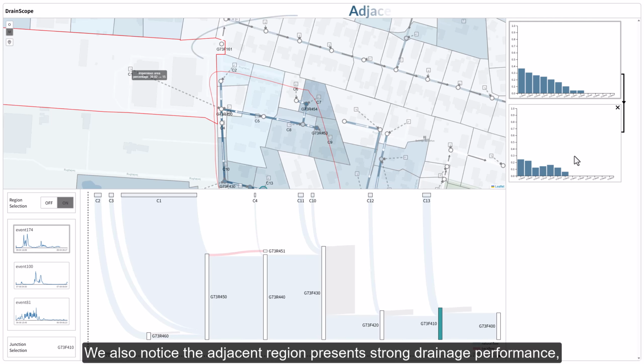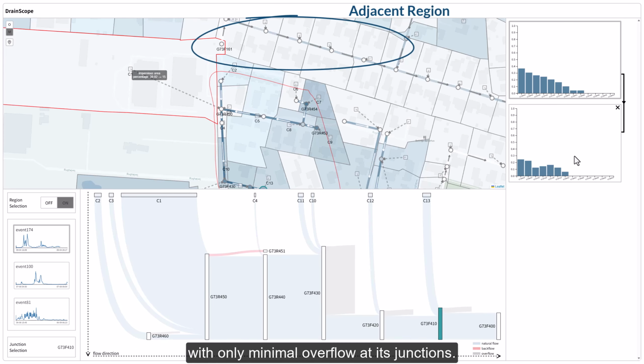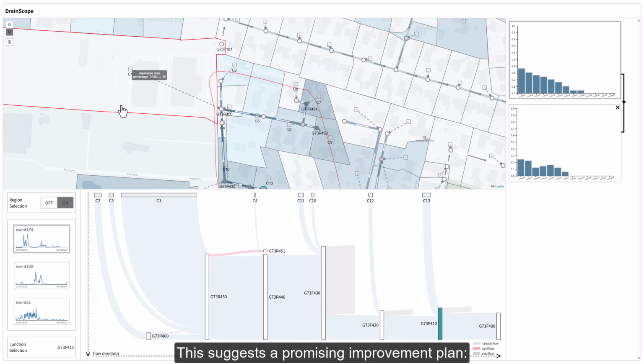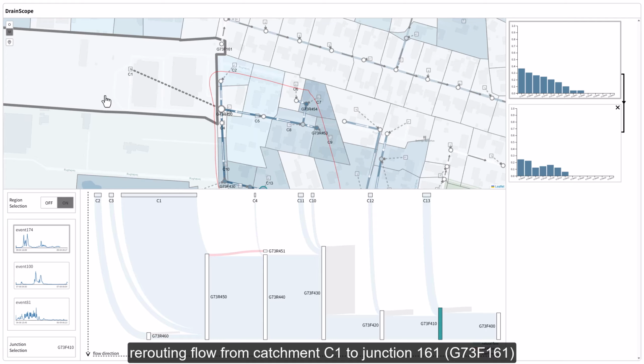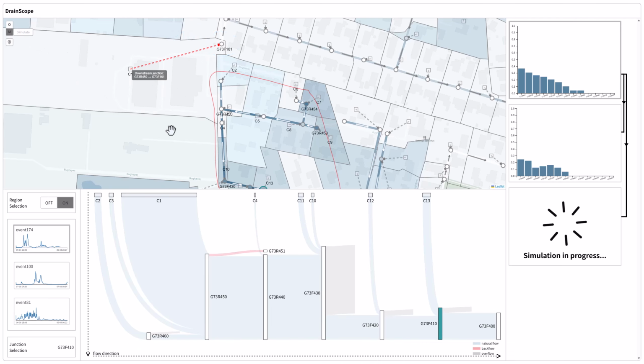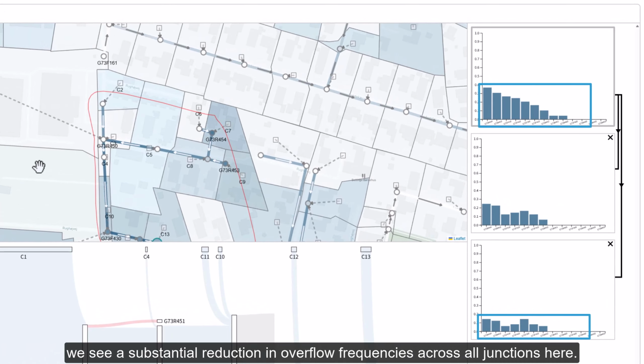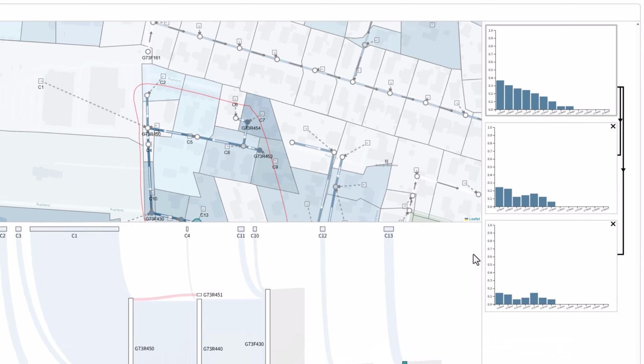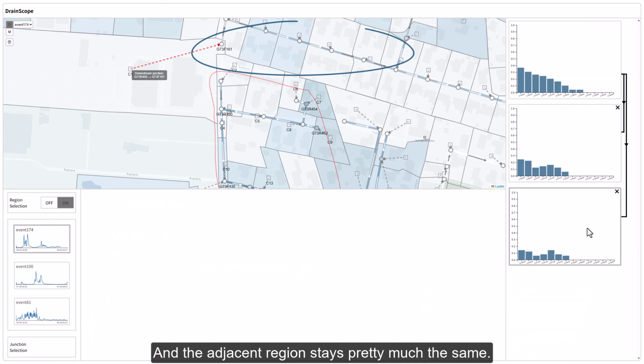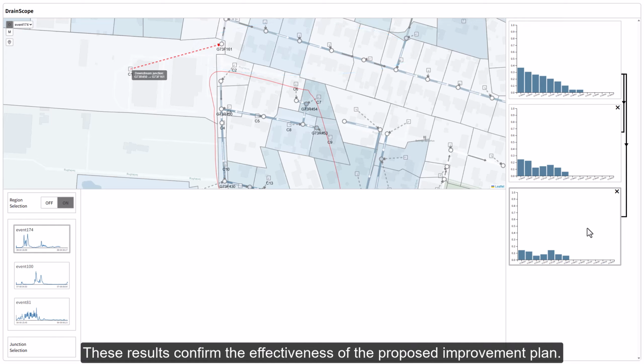We also notice the adjacent region presents strong drainage performance, with only minimal overflow at its junctions. This suggests a promising improvement plan, rerouting flow from catchment C1 to junction 161 instead of 450. After running the simulation, we see a substantial reduction in overflow frequencies across all junctions here. And the adjacent region stays pretty much the same. These results confirm the effectiveness of the proposed improvement plan.